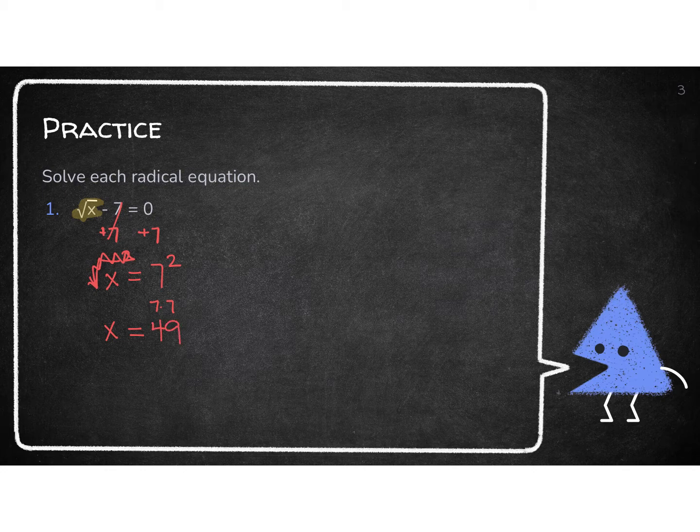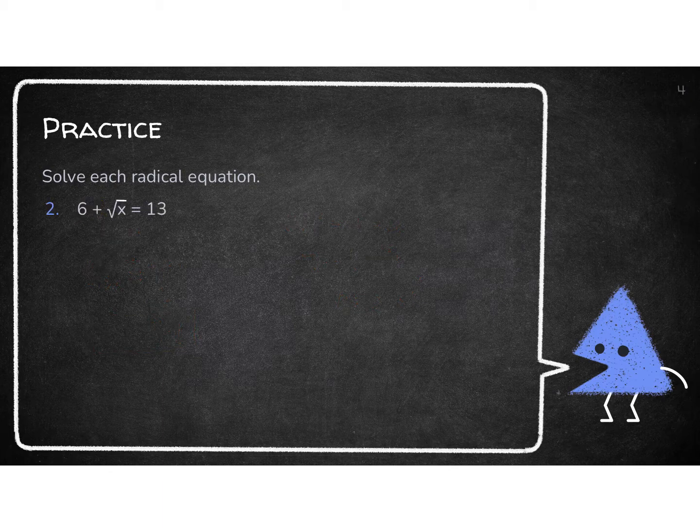Now I'm going to take that 49 and plug it back in, and see if it gives me a true statement. I have the square root of 49 minus 7 equals 0. The square root of 49 is 7, and I have that minus 7 equals 0. Well, 7 minus 7 is 0. So this is a true statement, and this is my final answer.